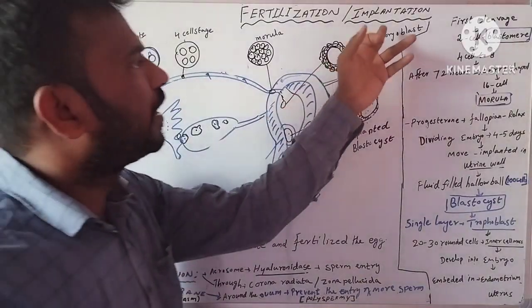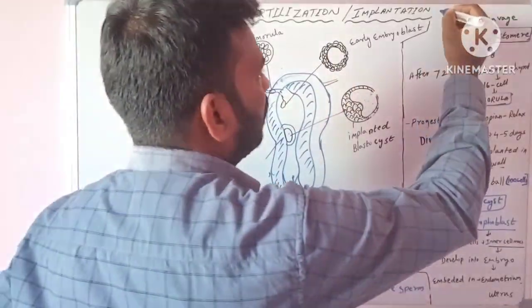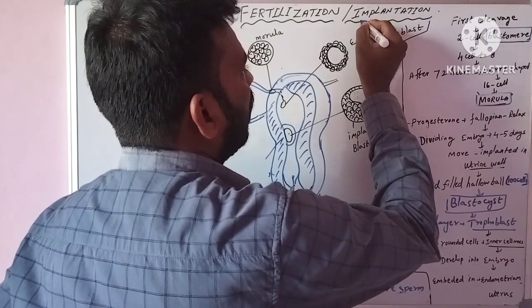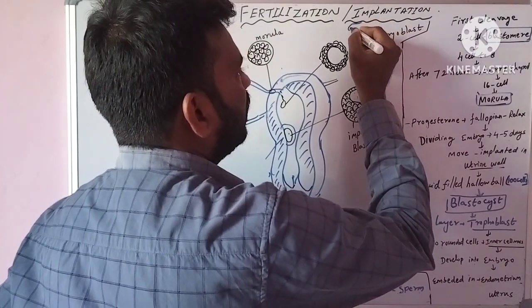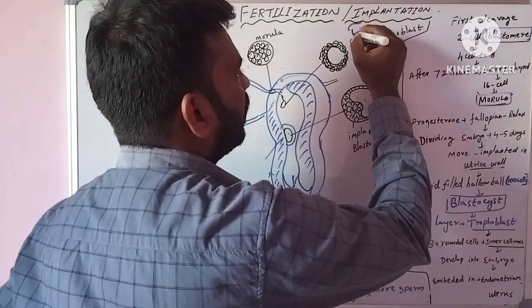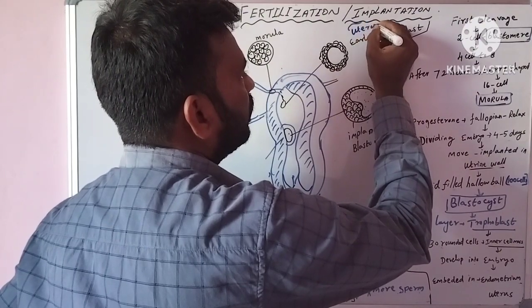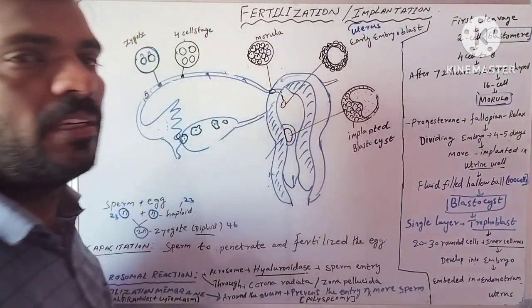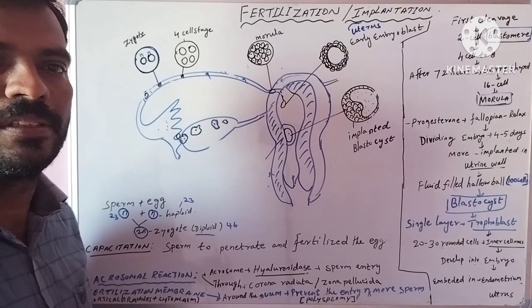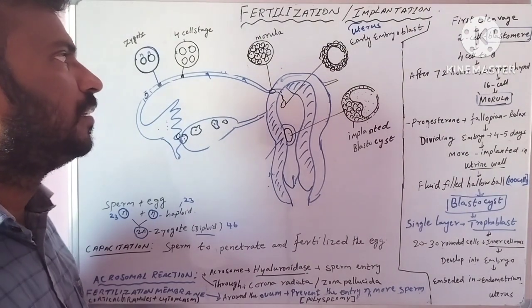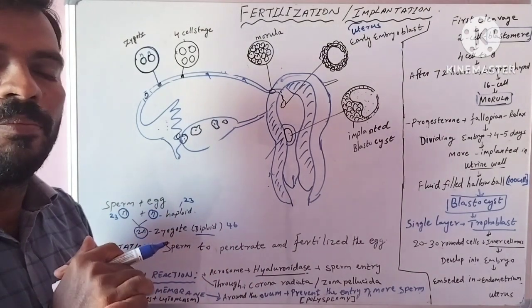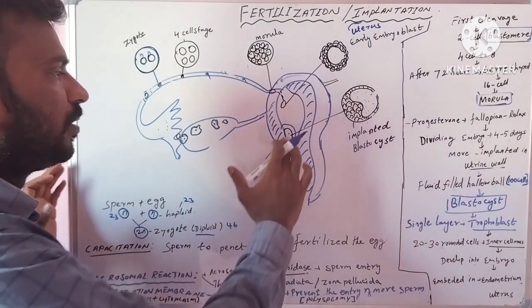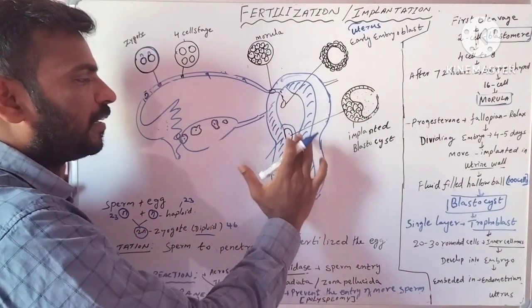Okay. Implantation. What do you mean by implantation? Implantation means after the egg is fertilized, the egg will be implanted into the uterus. Okay. Where does the egg get implanted? In the uterus. Okay, the uterus is here, and this is where the egg gets implanted.